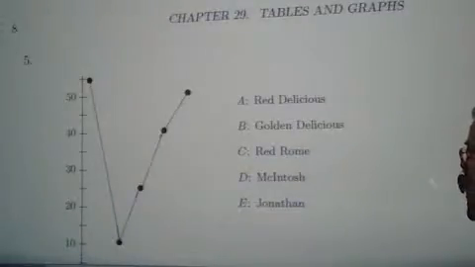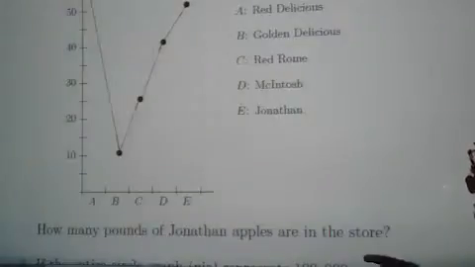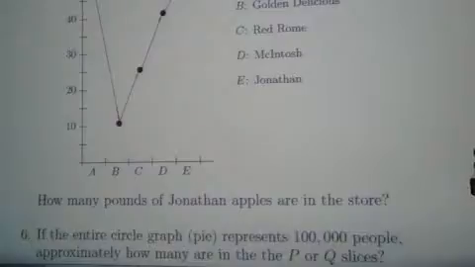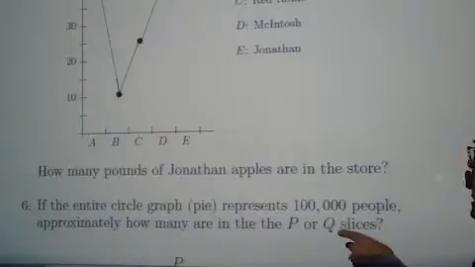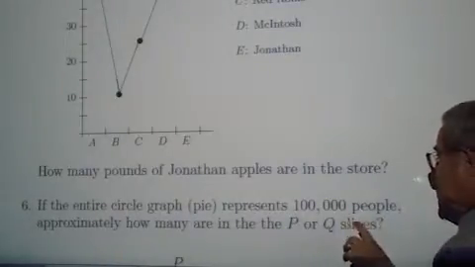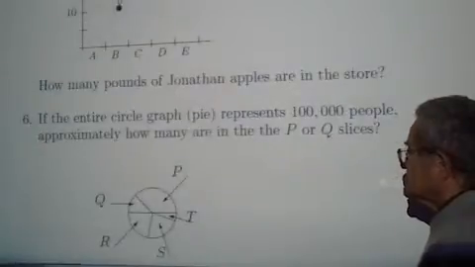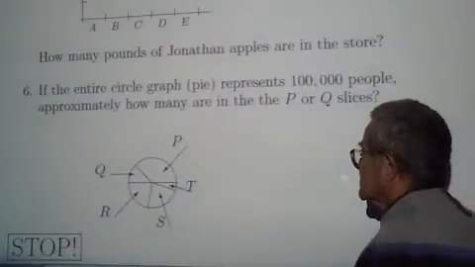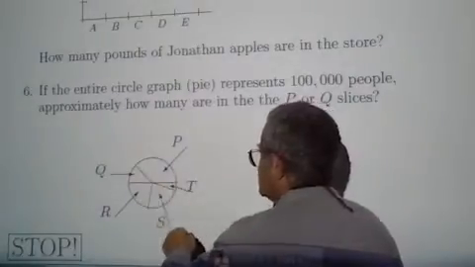Okay. We have the same information we had previously on the line graph. How many Jonathan apples are there? And then we have an entire pie. If the entire circle represents 100,000 people, approximately how many are in just the P or Q slices? Or means and. Oh, I want to stop and I want you to do it. So P or Q together.